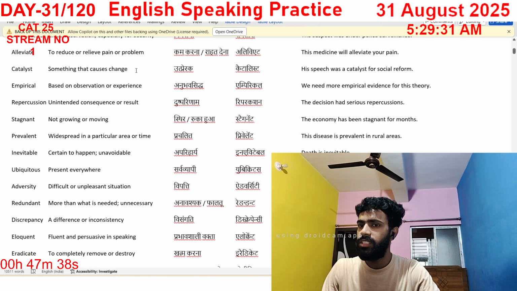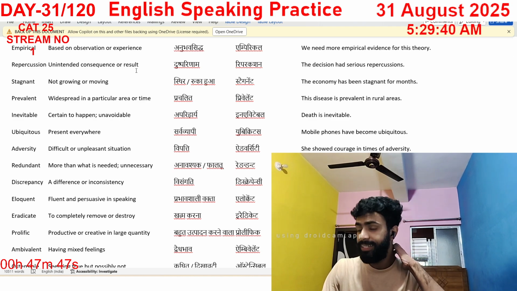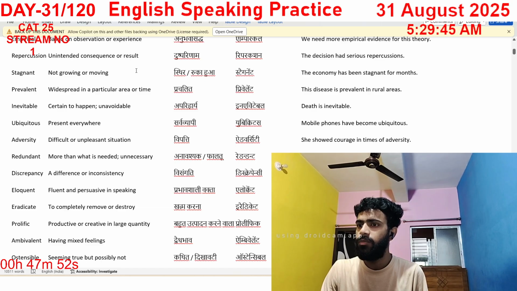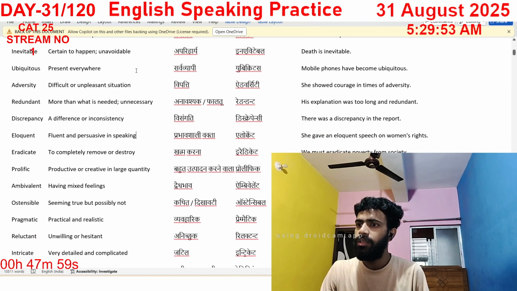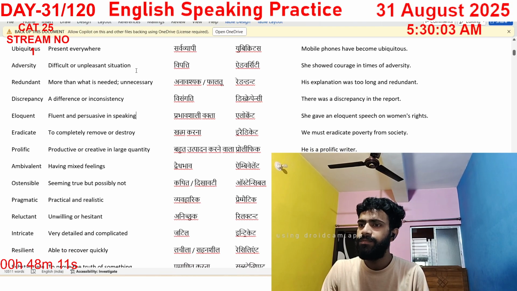Catalyst, something that causes change. Empirical, based on observation and experience. Repercussions, unintended consequence or result. Stagnant, not growing or moving. Prevalent, widespread in a particular area or time. Inevitable means cannot be avoided, certain to happen, unavoidable. Ubiquitous, present everywhere. Adversity, difficult or unpleasant situations.